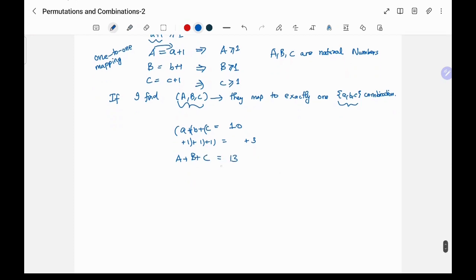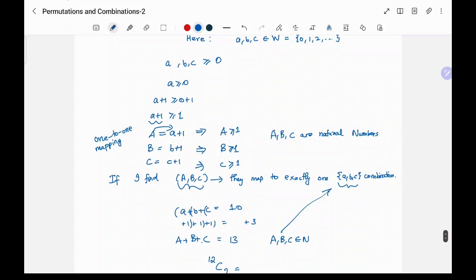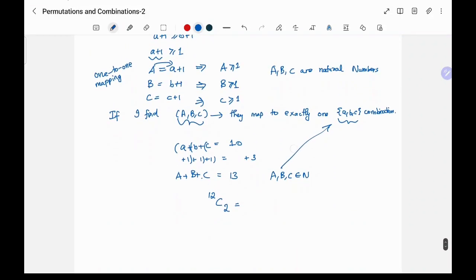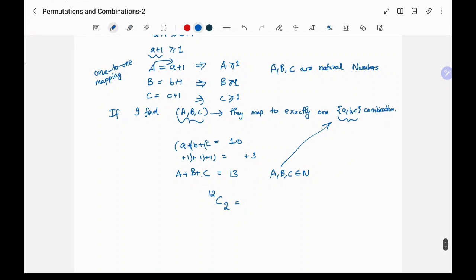Now I know how this capital A, B, C belongs to natural numbers. So what is the number of ways? It is 12, because I'll have 13 marbles, but I'll have 12 gaps. And how many sticks do I have to place? Out of the 12 places, I have to place 2 sticks. So this will be the total number of ways of capital ABC, and as I said, it will also be the same as small a, b, c because of the 1:1 mapping. If you understand this, even if you have a larger number of variables and this number is large, you will still be able to do it.